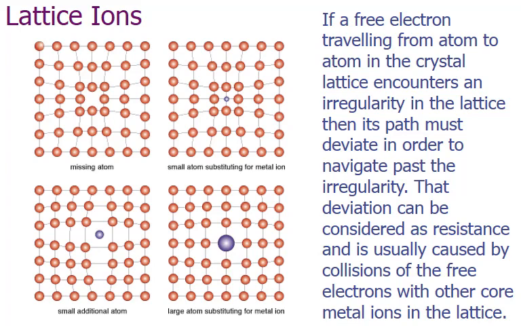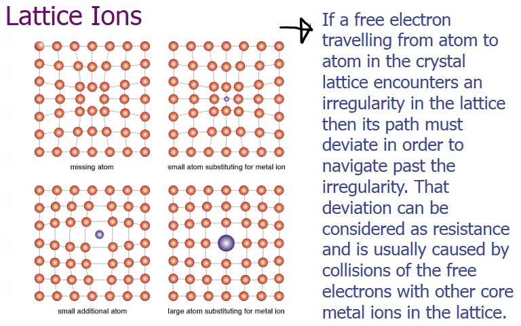The lattice ions are another important idea here. We'll go ahead and read this. If a free electron traveling from atom to atom in the crystal lattice encounters an irregularity in the lattice, then its path must deviate to navigate past the irregularity. That deviation can be considered as resistance and is usually caused by collisions of the free electrons with other core metal ions in the lattice.